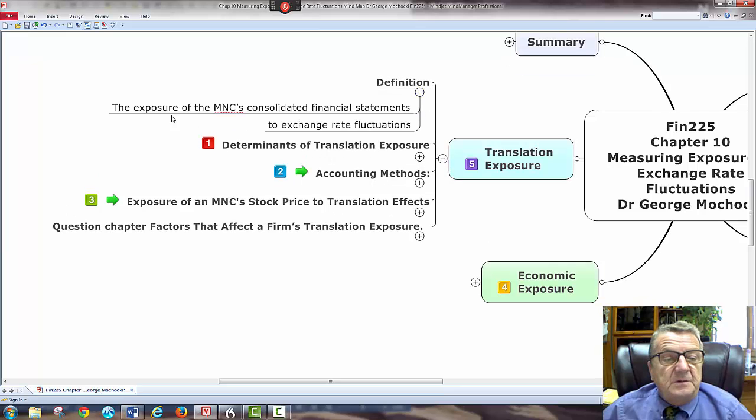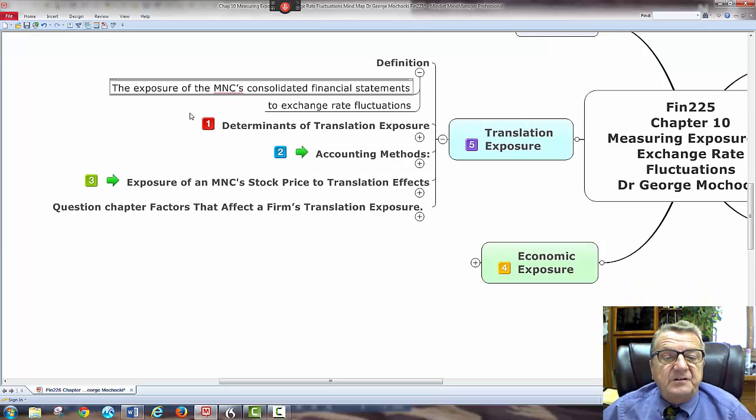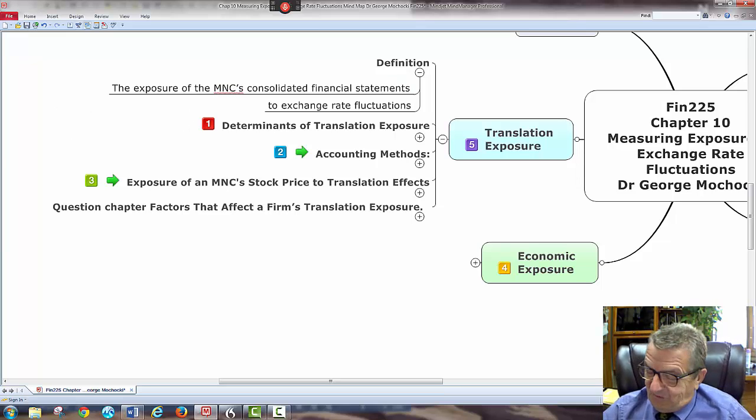And here's the definition: the exposure of an MNC's consolidated financial statements to exchange rate fluctuation. Here are my financial statements, my reports, and here's the exchange rate fluctuation. So I'm looking at my cash flows and my balance sheet, but now I've converted it, so what do I have? Brought it back into the parent, into the value of the whole multinational corporation. All right.